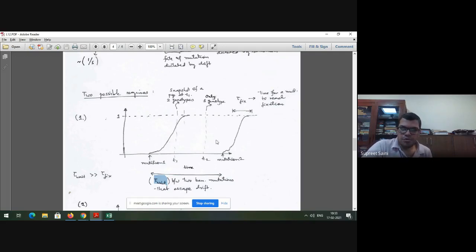For this to happen, we need to have this scenario that tau wait must be much larger than tau fix. Right? This time must be much larger than tau fix. Remember, this is all based on average time. Tau wait is obviously going to be a variable between mutations, but it's going to have certain distributions depending on the parameters, basically n and mutation rate associated with the species. So this is one particular regime in which evolution could take place.